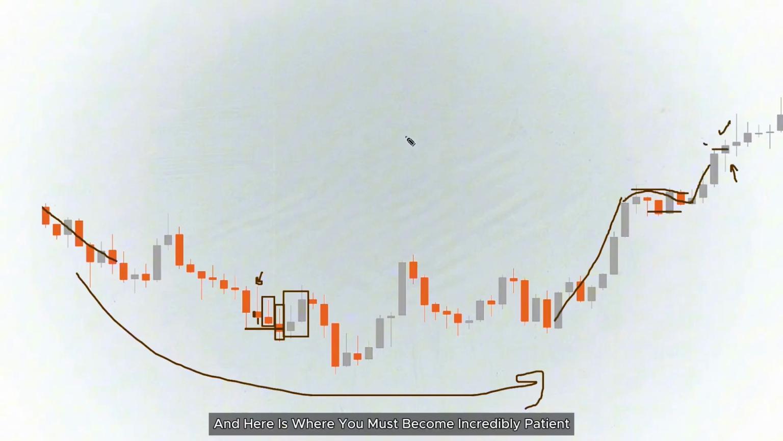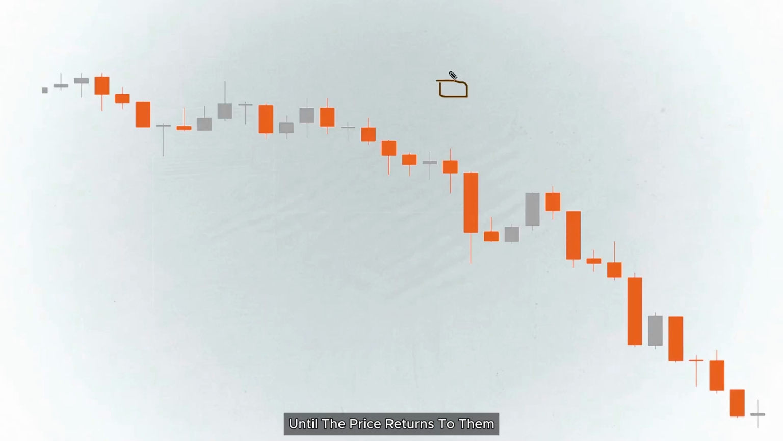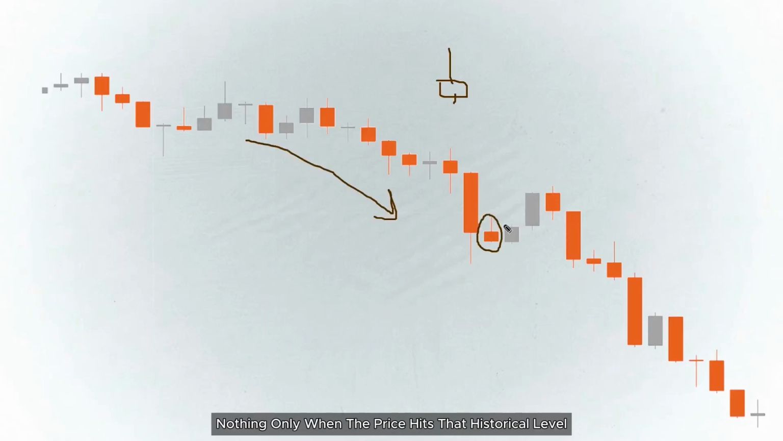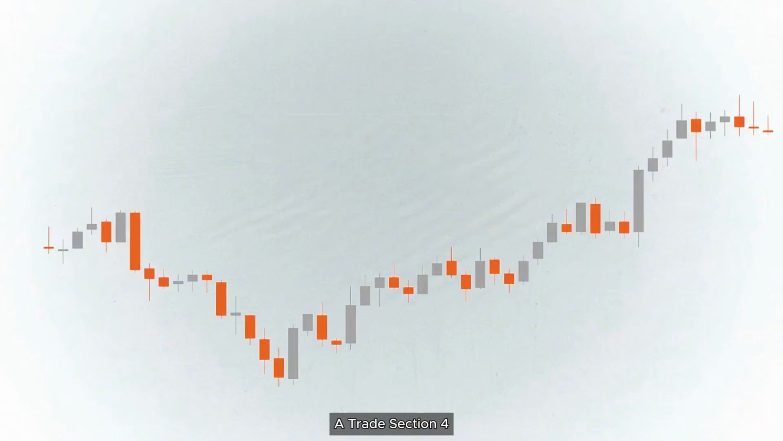And here is where you must become incredibly patient. You mark these boundaries on your chart and you do absolutely nothing until the price returns to them. Nothing. Only when the price hits that historical level and then prints a pin bar that visually rejects that exact boundary do you actually have a valid signal to even consider a trade.